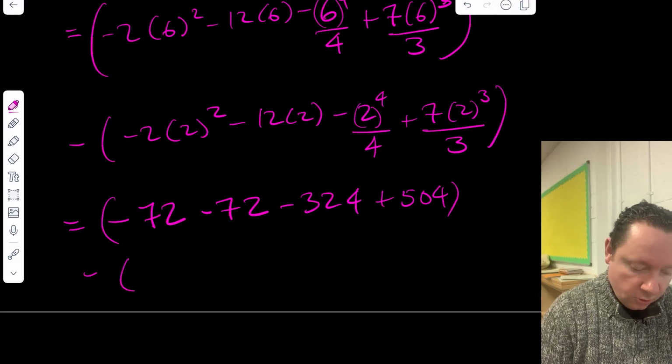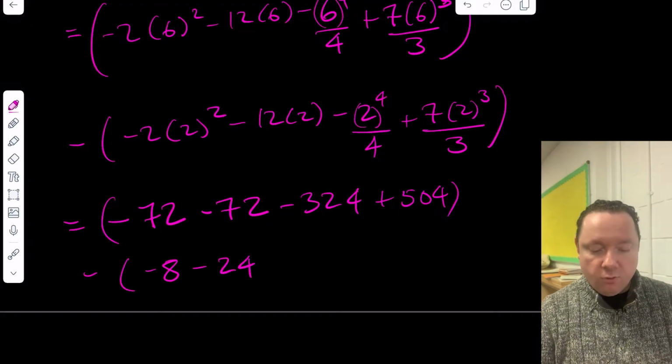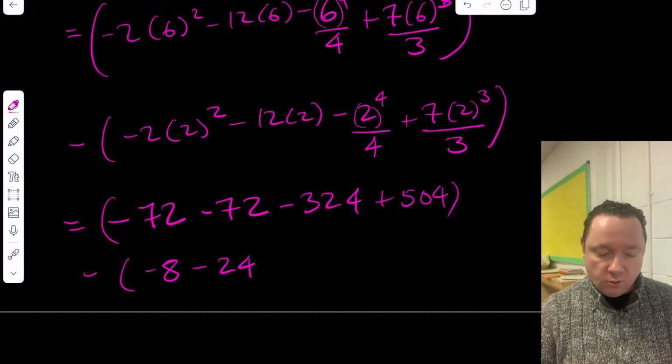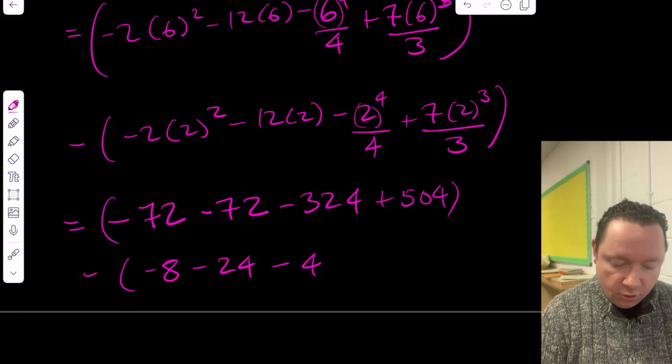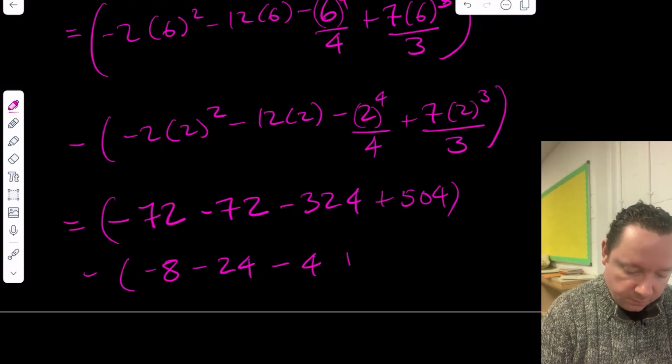Minus 2 twos is 4, times 2 is 8, so minus 8. 12 twos is 24. 2 to the power of 4 over 4: 2 twos is 4, times 2 is 8, times 2 is 16, divided by 4 is 4. And then 2 cubed times 7 over 3. 2 cubed is 8, 8 sevens is 56. So that's the fraction, 56 over 3.